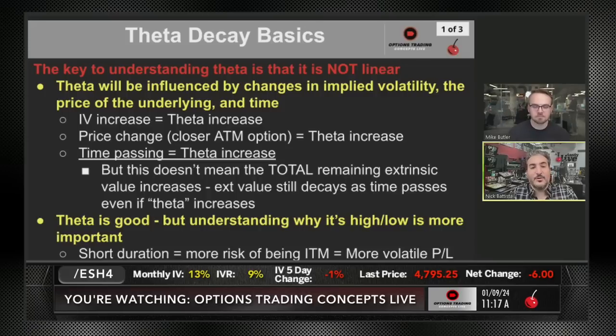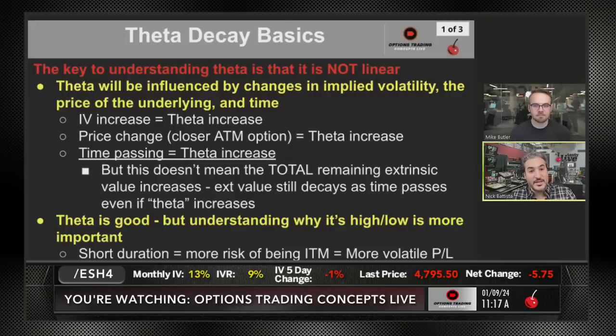So theta will be influenced by changes in implied volatility, the price of the underlying, and of course, how much time is left until expiration on the option you are trading. All else being equal, when we isolate all of these factors, if IV increases, you'll see theta increase, right? When volatility increases, extrinsic value increases, which means you'll see an increase in the potential decay of that option, especially if you do see a volatility contraction. So all else equal, volatility increases, theta will increase.